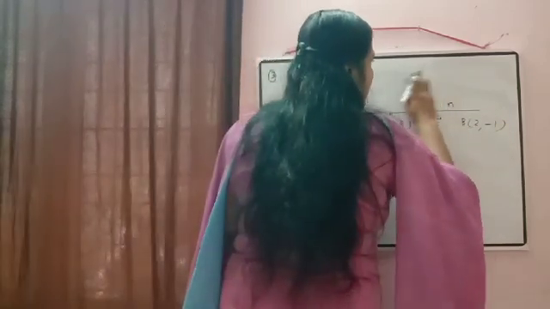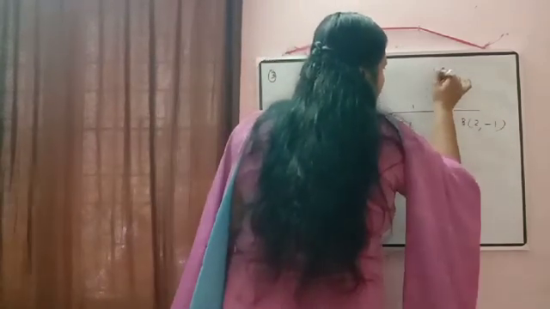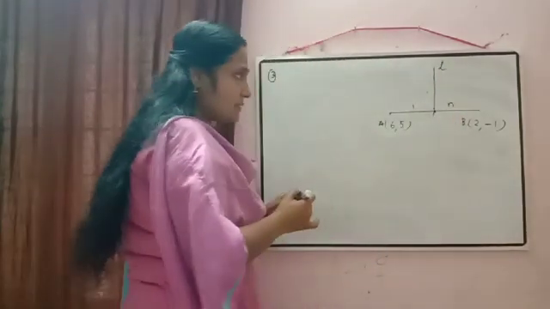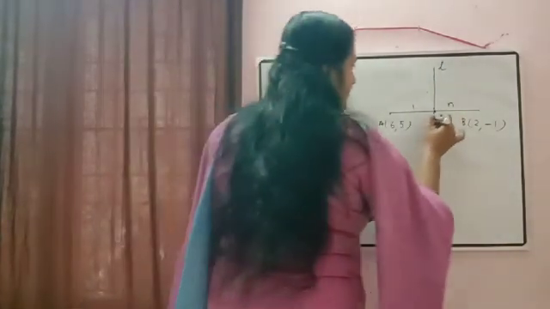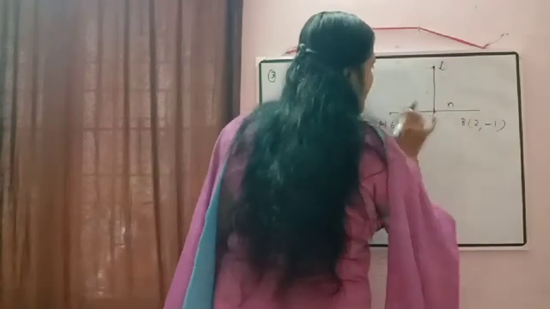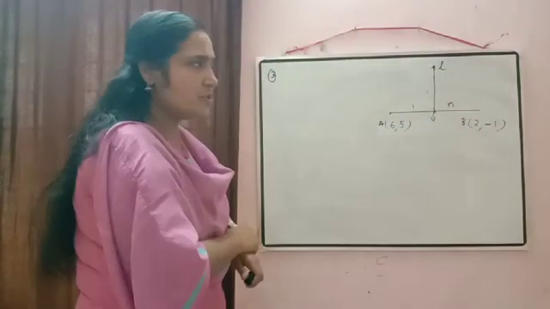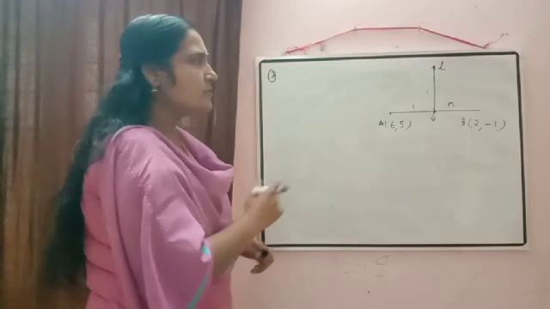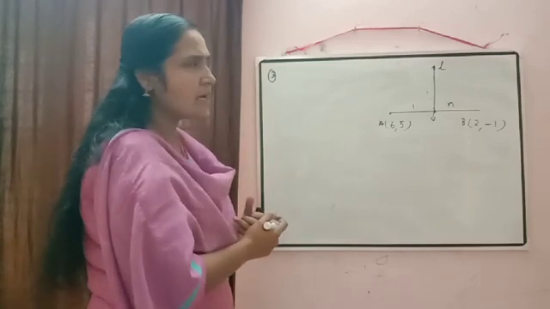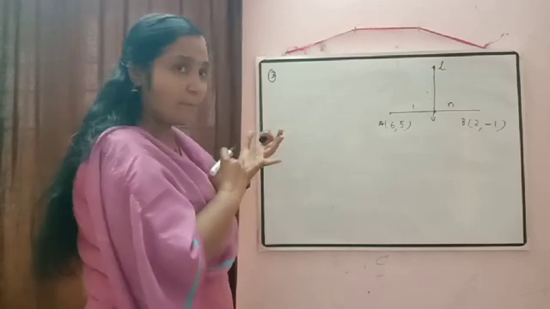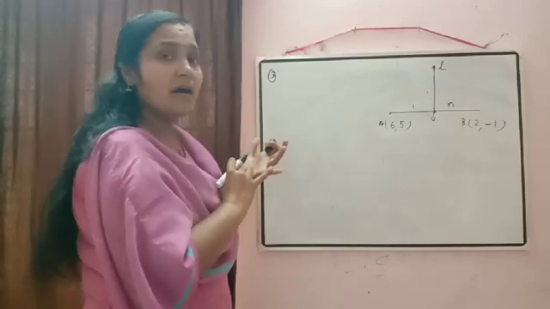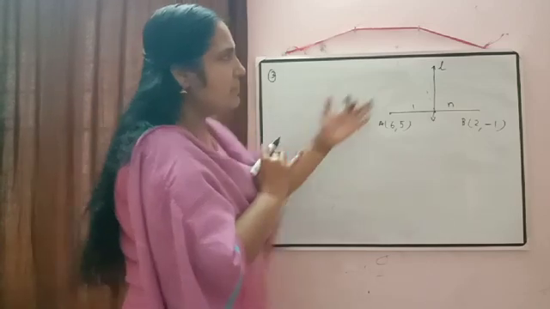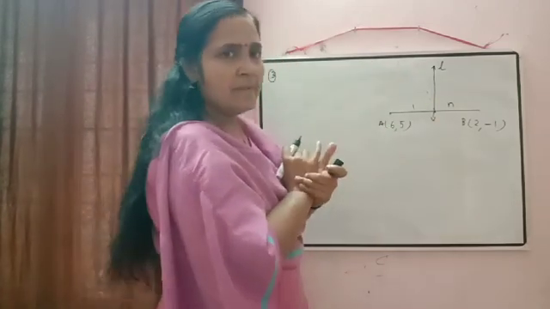First one, since it is given the line is perpendicular, we have to draw a perpendicular line only. So a line is there which is perpendicular to AB and it divides AB in the ratio 1:n, and we have to calculate the equation of L. So to calculate the equation of L, what are the things we need? First we need a point and we need the slope of the line.